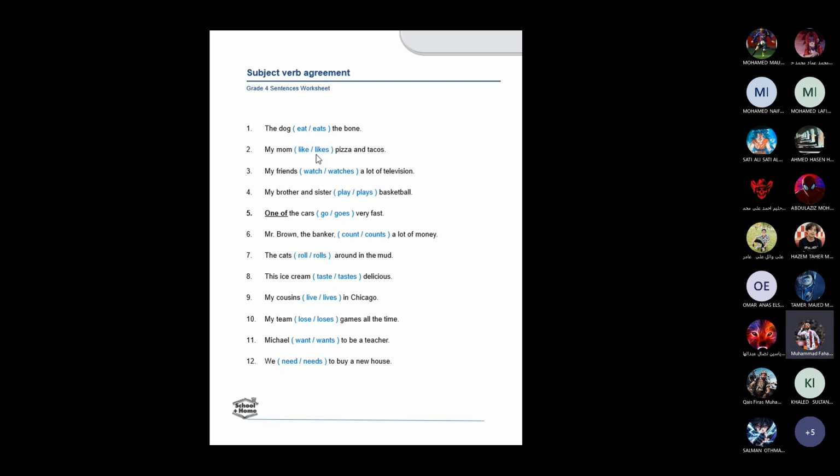Read sentence number two. My mom likes pizza and tacos. Okay, so which verb here agrees with my mom? Likes. Do you know why? Because my mom is singular. Okay, good, Muhammad. So my mom is a singular subject here, guys. I'm talking about my mom, just only one mom. So the verb must end here in S. So my mom likes. Okay.